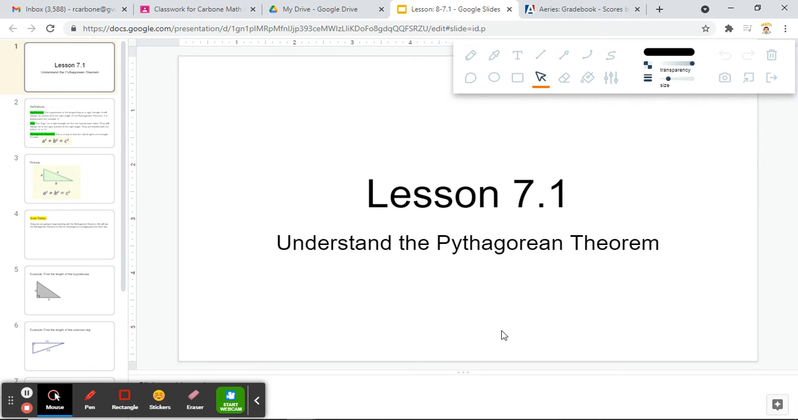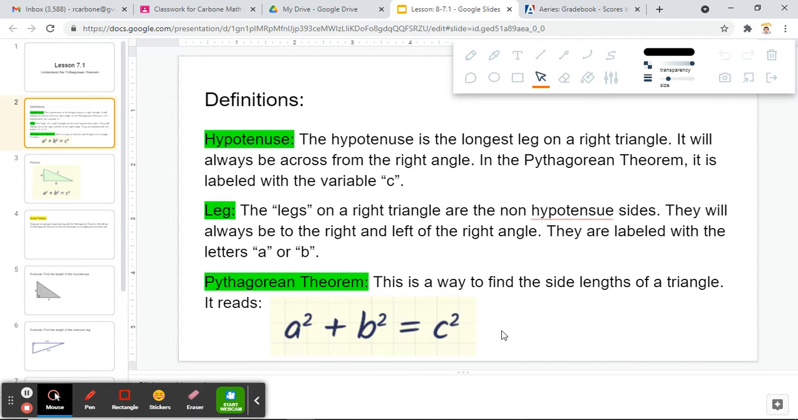Hello, class. Today we're going to start Chapter 7, and Chapter 7 has to do with the Pythagorean Theorem. So, starting out today, we're just going to try to understand it and also see a few cases where we can use it here. So, let's start us off with some definitions.